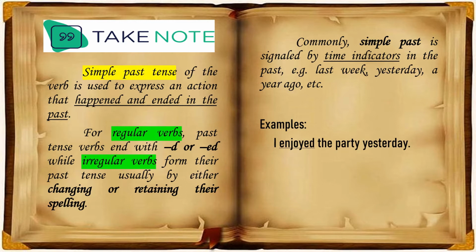I enjoyed the party yesterday. The verb enjoyed ends with ed, therefore it is a regular verb. It uses the time indicator yesterday, which adds to the idea that it's in the past tense. Another example. The teacher taught us the tenses of the verb. This example uses the verb taught. It is in the past tense, and since it does not use ed to form its past tense, we call it an irregular verb.